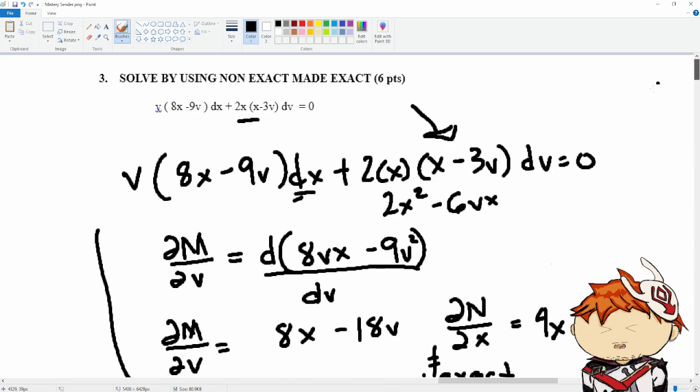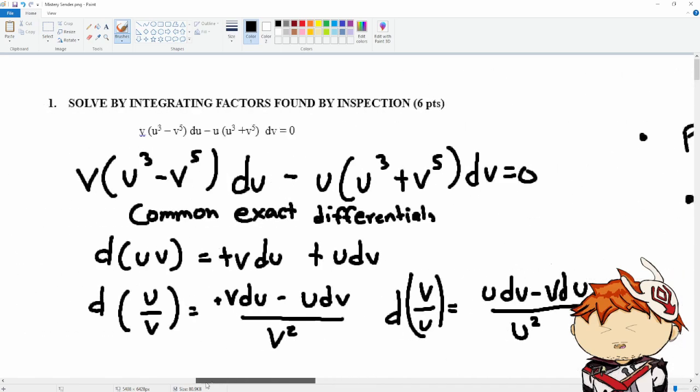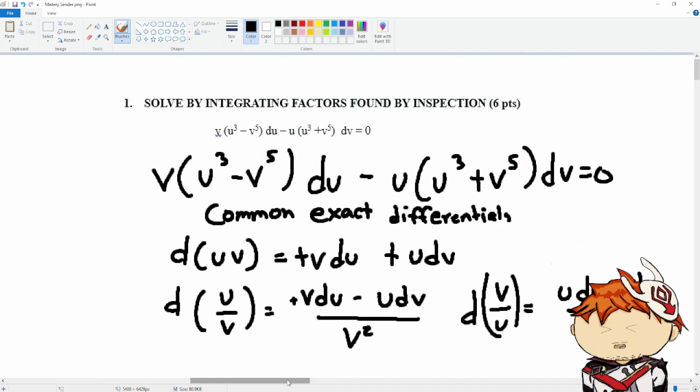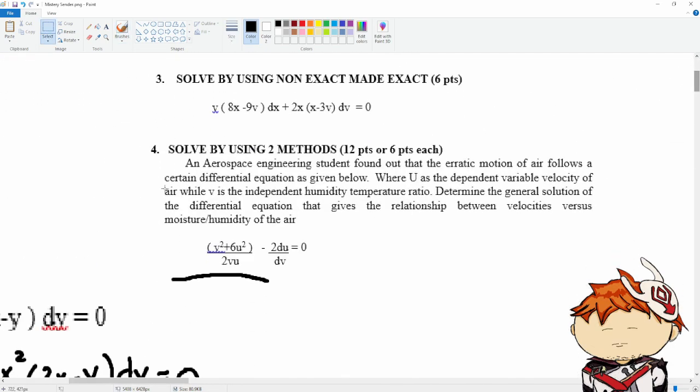Let's solve for the last question. I hope you guys are ready for the last question. It's been a long video, and I hope you guys learned a lot. Oh, it's another one to solve using two methods.